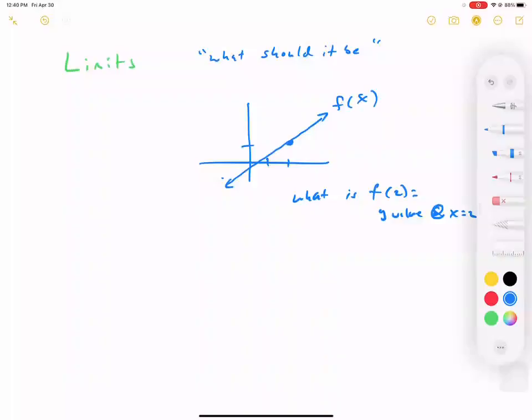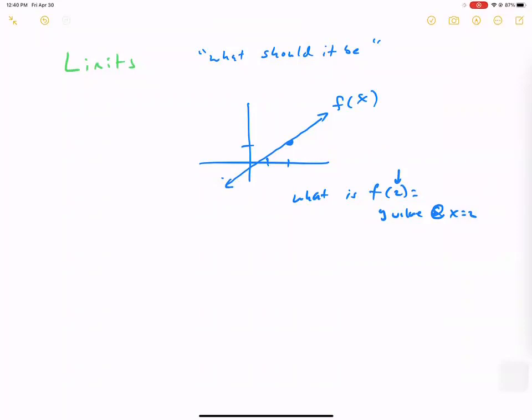Okay, so we're talking about limits here. And the first graph we're talking about is, I'm just drawing a simple line. And we're talking about this idea of what the graph should look like when x is 2. So go ahead, take a look at the graph. It's not a trick question at all. What should the graph look like when f of x, when x is 2?